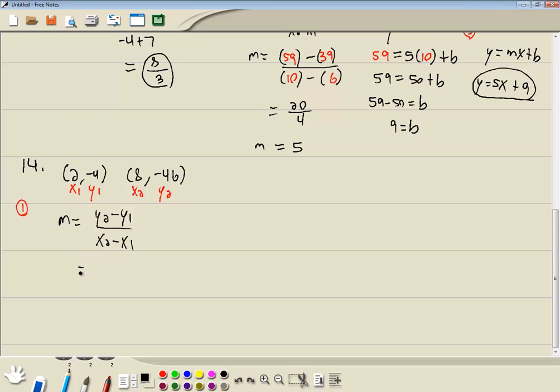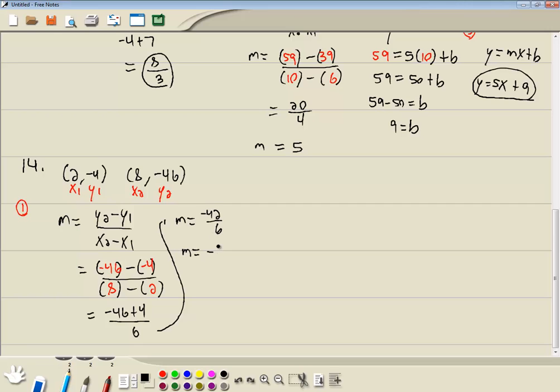I'm going to go through and replace our variables with parentheses, then plug them in. We said y2 is negative 46. We said y1 is negative 4. We said x2 is 8. And we said x1 is 2. Well, minus a negative becomes positive, so that's negative 46 plus 4. 8 minus 2 is 6. So we got m is equal to negative 46 plus 4 is negative 42 over 6, or m is equal to negative 7.